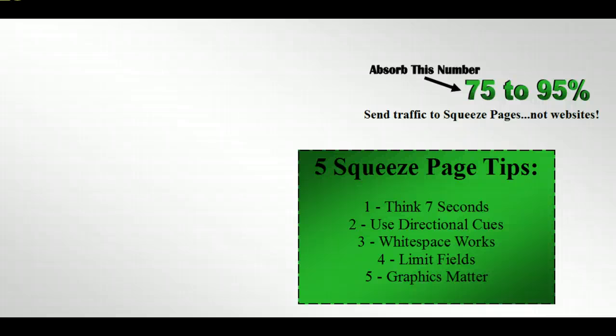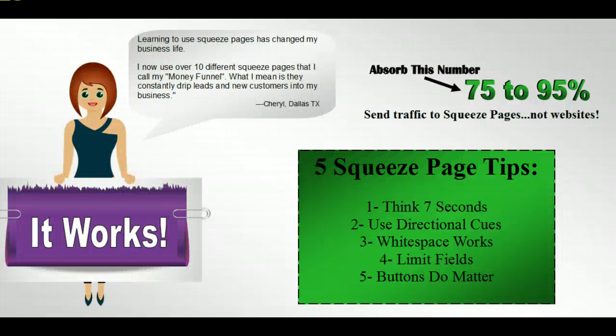Limit your fields. If you need more information from your website visitors, do it on page 2. On page 1, the landing page, just ask for the email only or the name and email. On the next page, ask them for additional information. And finally, number 5, graphics matter. So the type of graphics you use in terms of buttons and any ebook covers, it really makes a difference with the effectiveness of your squeeze pages.